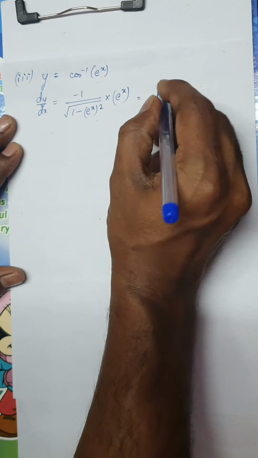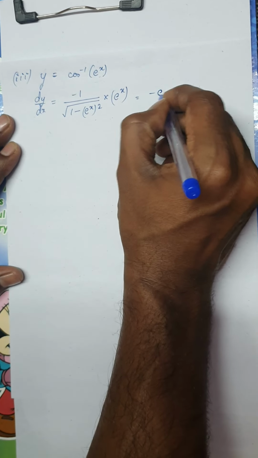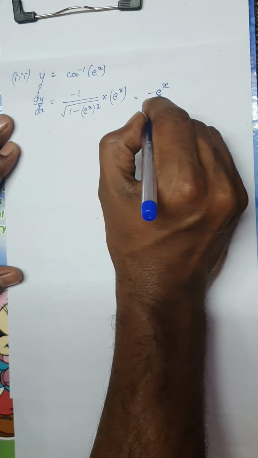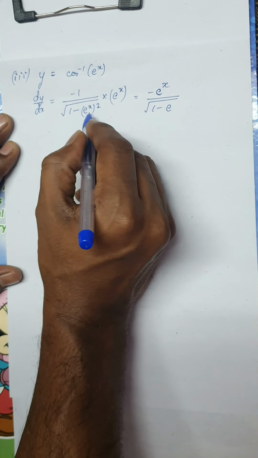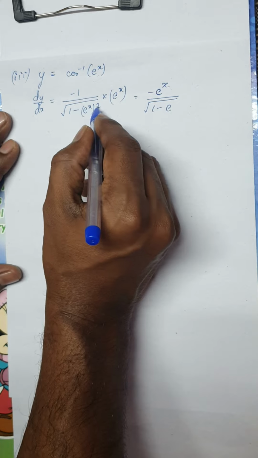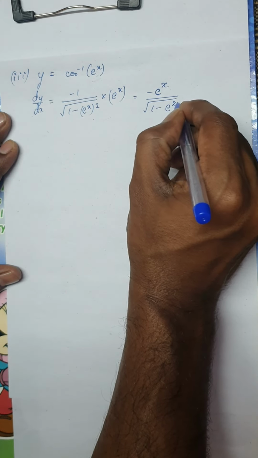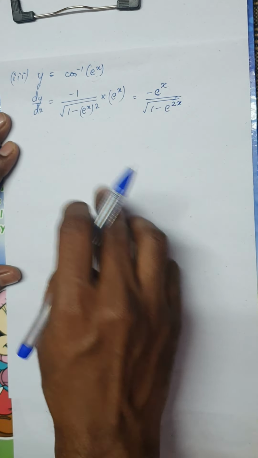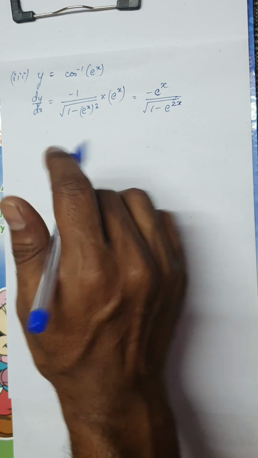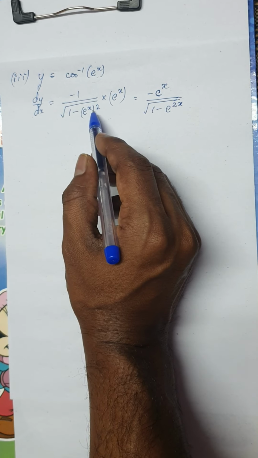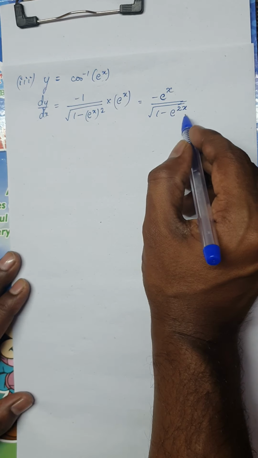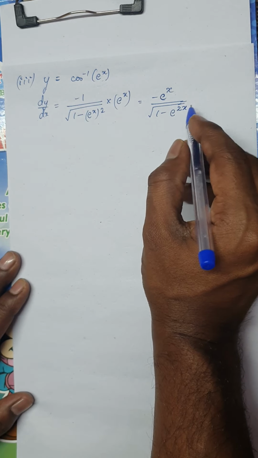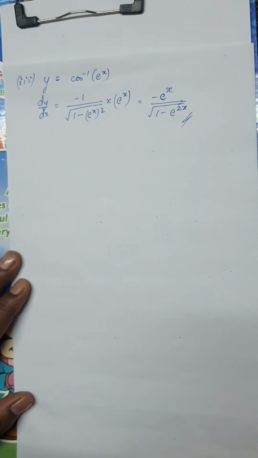So this can be written as minus of e power x divided by root of 1 minus e power, remember a power m power n can be written as a power mn, so it can be treated as e power 2x. Don't make the mistake of writing e power x square, it is different. Here e power x whole square can be written as e power 2x. Okay, so this is the derivative.